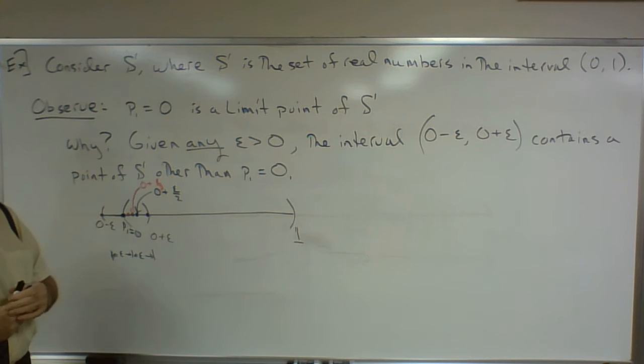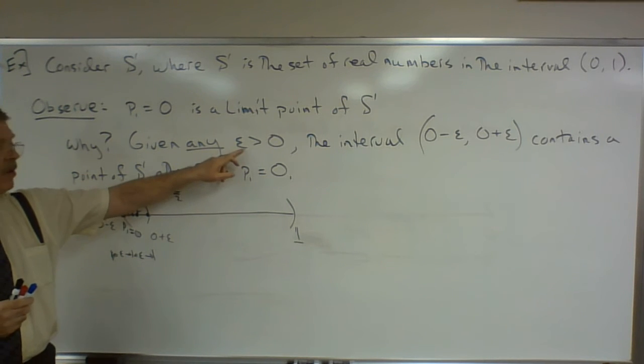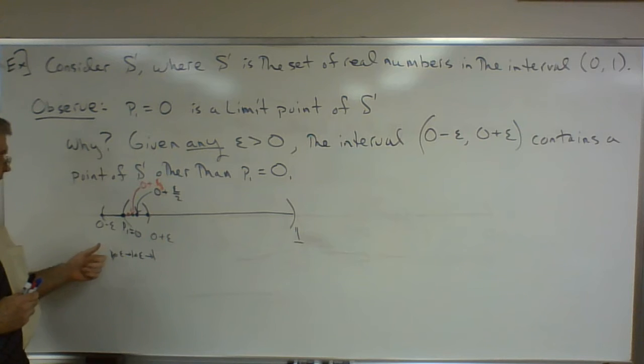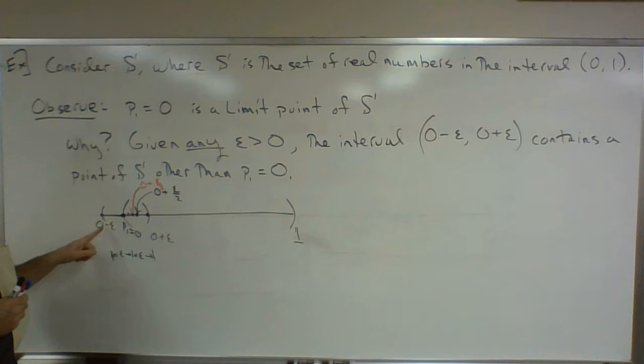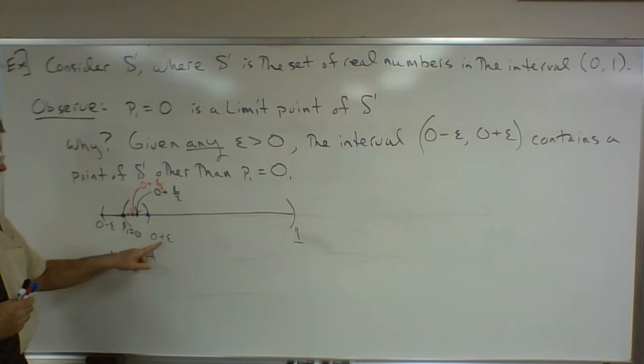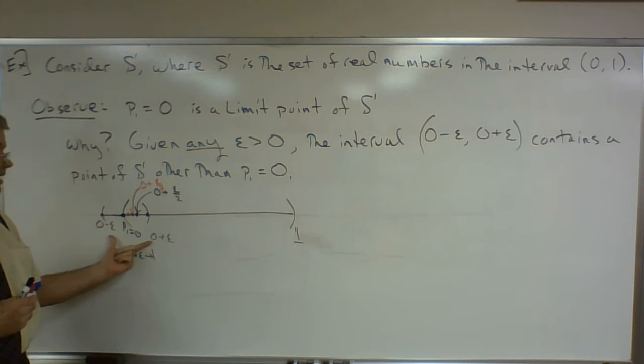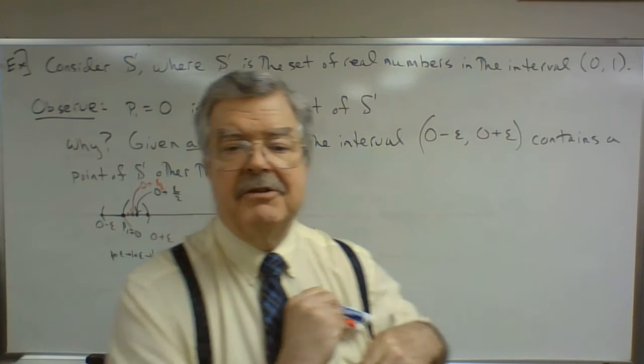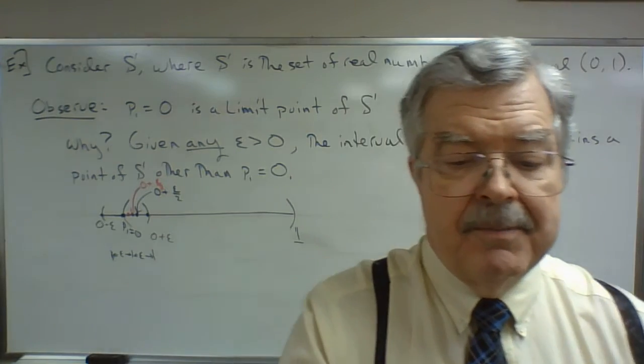So if we let epsilon be something really small, every open interval about P1 equals 0, from 0 minus epsilon to 0 plus epsilon, contains a point of S other than P1 equals 0 itself. Okay, let's now go on to that next example.